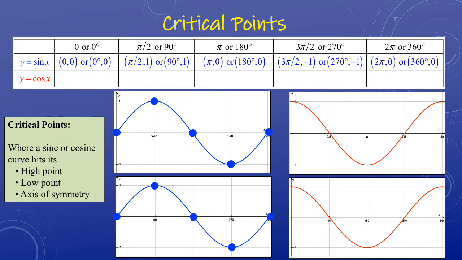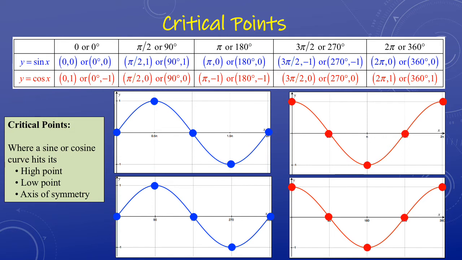Finally, we are back to 2 pi, or 360 degrees, and the sine of 2 pi, or 360 degrees, is 0. So we're back to the axis of symmetry, and the last critical point is 2 pi, 0, or 360 degrees, 0. We do the exact same thing with the cosine curve, and you can see the results.